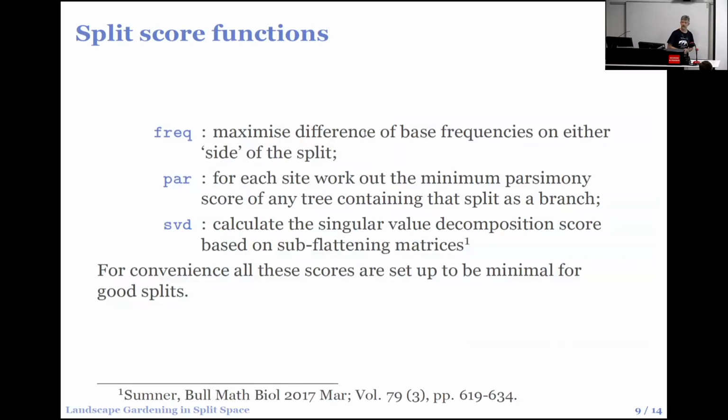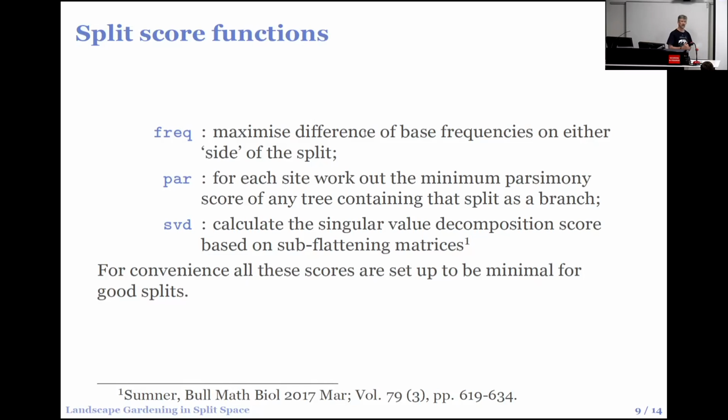I have 3 score functions. Two of them are really simple, one of them is terribly clever. One of them is frequency based. It forms a vector of the base frequencies of the characters, states A, C, G, and T, present on either side of the split, and wants to maximize that difference. The second one is essentially a parsimony-based method: for a given site pattern, work out the best possible parsimony score for any tree that has that pattern and that split, and sum over all of the patterns. So there's a frequency-based and a parsimony-based.